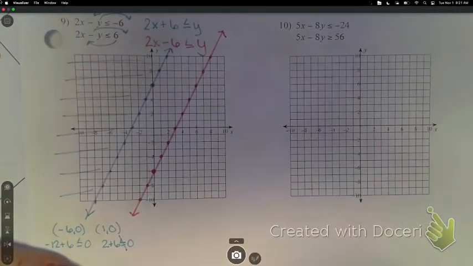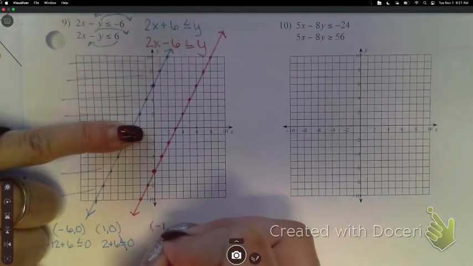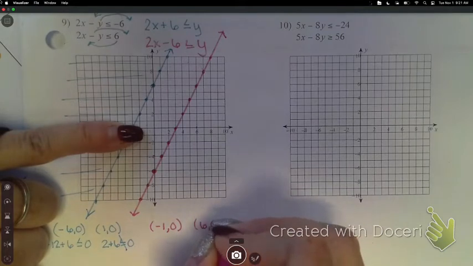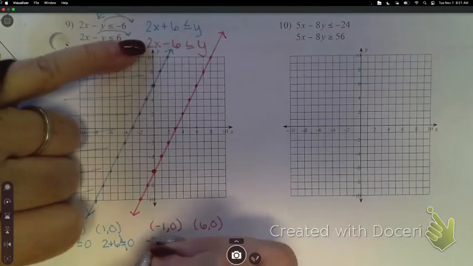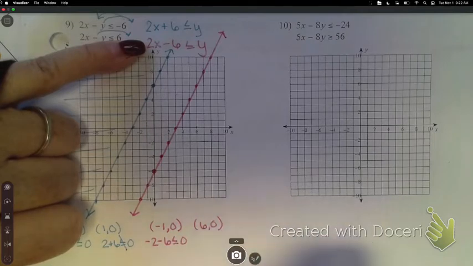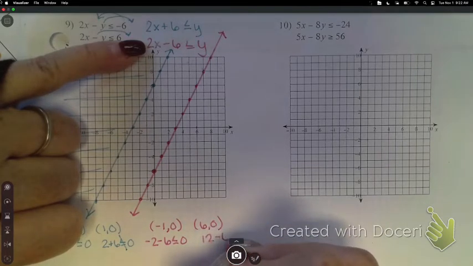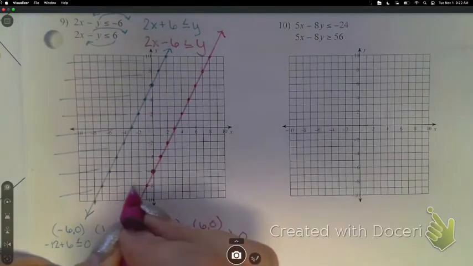Okay. So now we need to do the left and the right of the pink. So how about -1, 0 and 6, 0? Does that work? Sure. That's what you want to do. So if I do -1, I get -2 minus 6 is less than or equal to 0. Is that true? Yes. And we'll check and make sure. So we have 12 minus 6 is less than or equal to 0. Is 12 minus 6 less than or equal to 0? No. So we're not to the right, we're to the left.